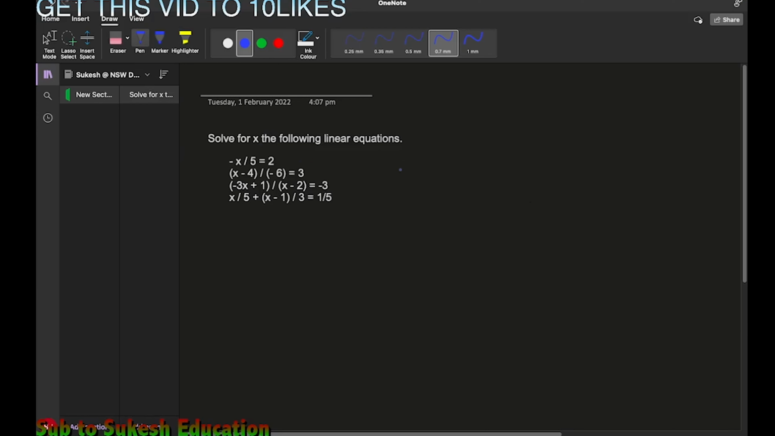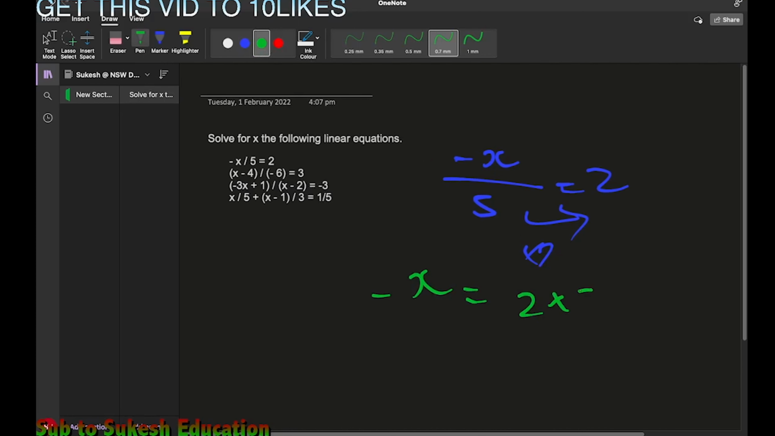So let's do it. First, let's write the question down on our own. Minus x over phi is equal to 2. So we know that this phi is divided, right? Because it's being divided, you can shift it to the other side by multiplying it. What I mean is, now this becomes minus x is equal to 2 into phi.